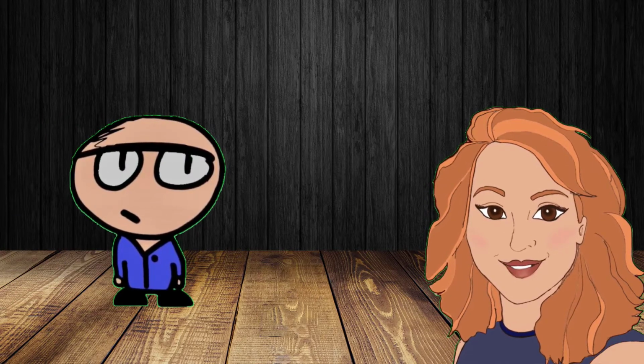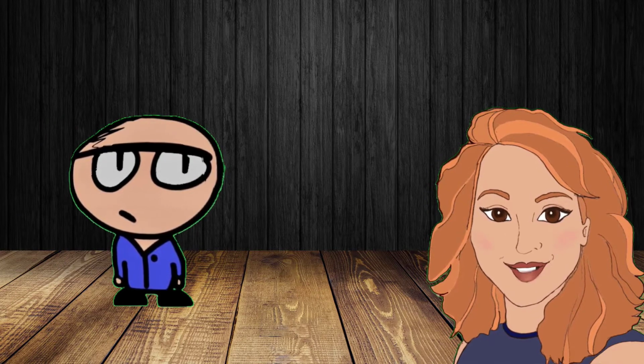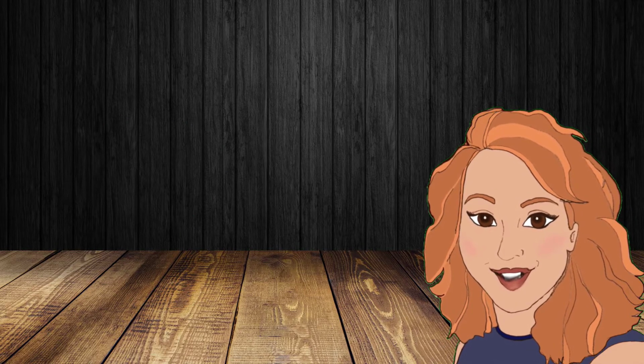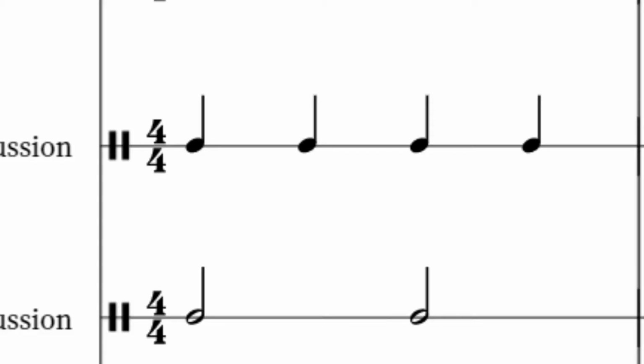Okay, this time we're going to split the half note. Mrs. Morris, this is starting to sound too much like math. You're right, Dexter. In fact, it takes quite a few math skills to play rhythms correctly. When a half note is split equally, it becomes 2 quarter notes. And just like we learned earlier, each quarter note gets 1 beat.